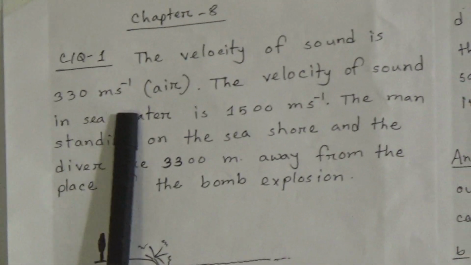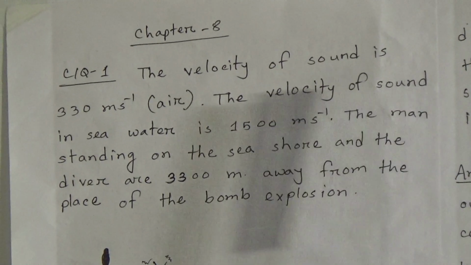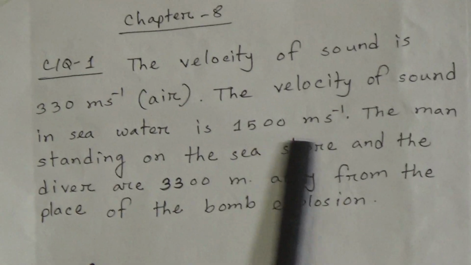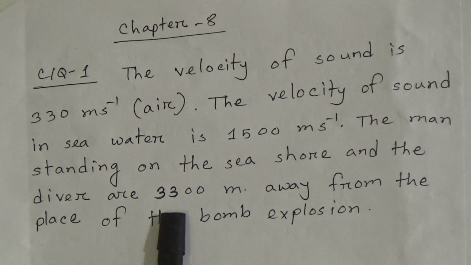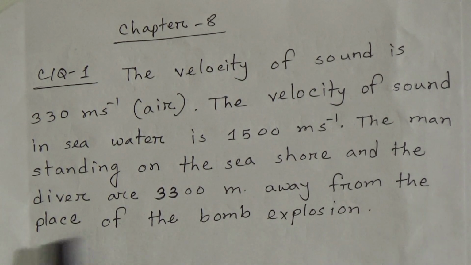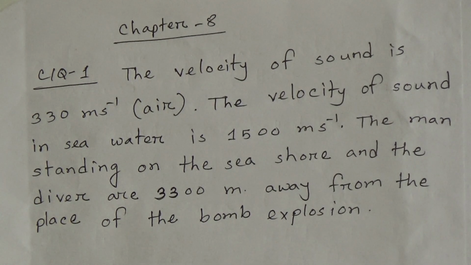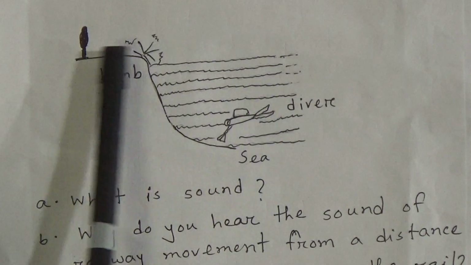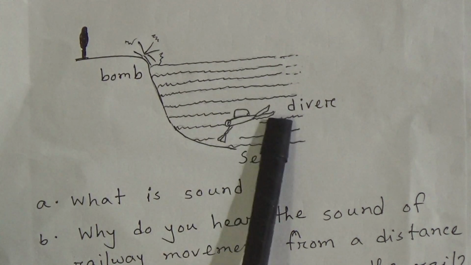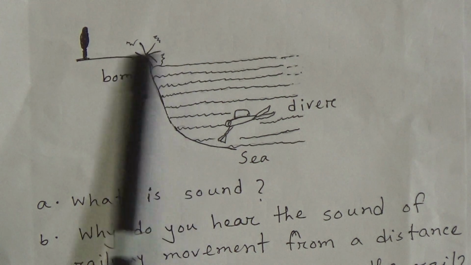This is Chapter 8 CQ 1. First of all, we see this stem properly. The velocity of sound is 330 meter per second in air. The velocity of sound in sea water is 1500 meter per second. The man standing on the seashore and the diver are 3300 meter away from the place of the bomb explosion. My dear students, see this figure here. According to the stem, the man is standing on the seashore and the diver are 3300 meter away from the place of the bomb explosion.